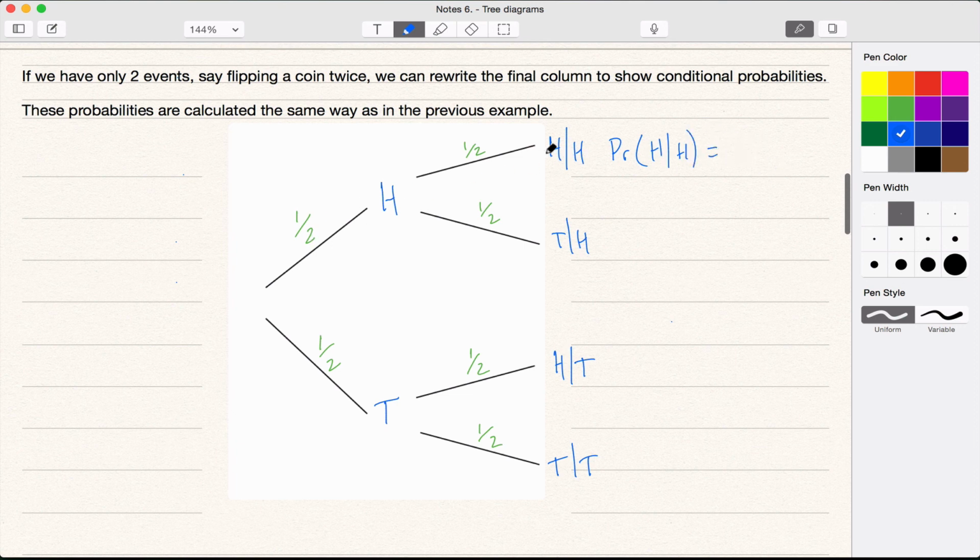And these conditional probabilities work out to be, you can use the same method, so it'll be a half times a half, which is a quarter in this example, because remember we've only got the 2 outcomes. And again, like the previous example, they're all going to be 1/4 because they're all a half times a half.